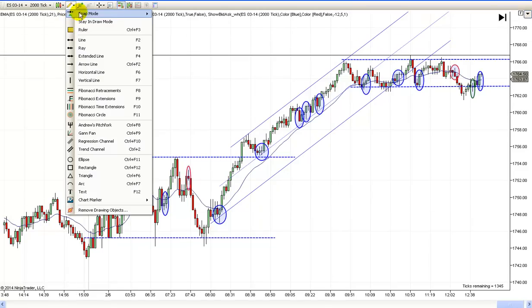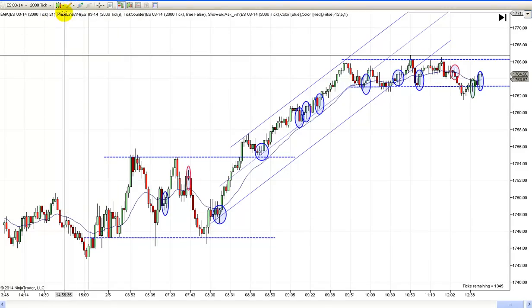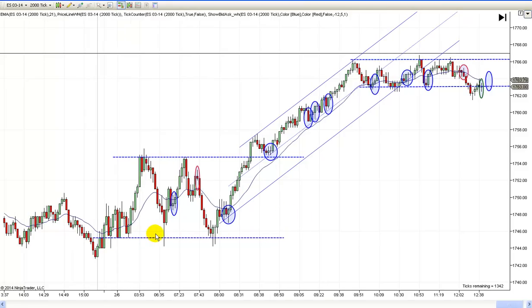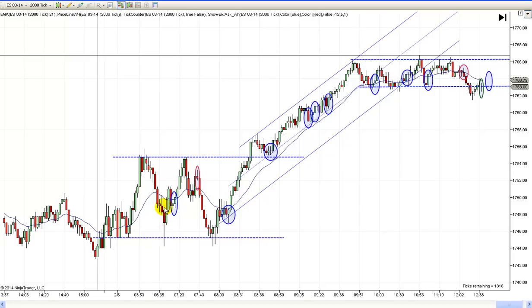It was a little slow getting started. But it was obvious we had strong support down here. An aggressive trader might have even bought this right here.